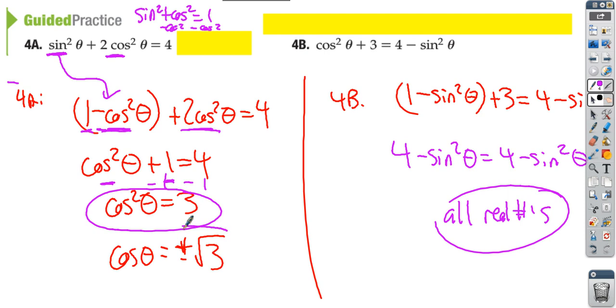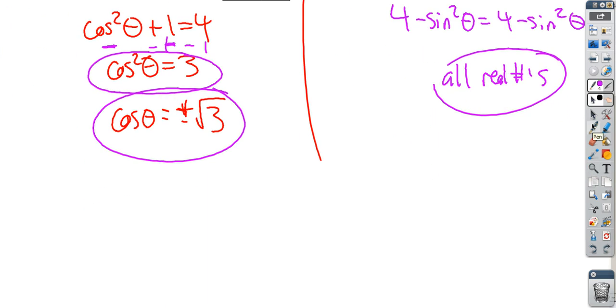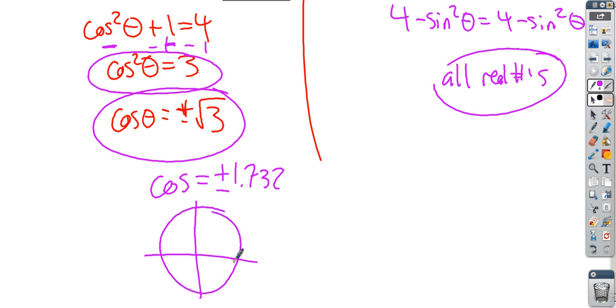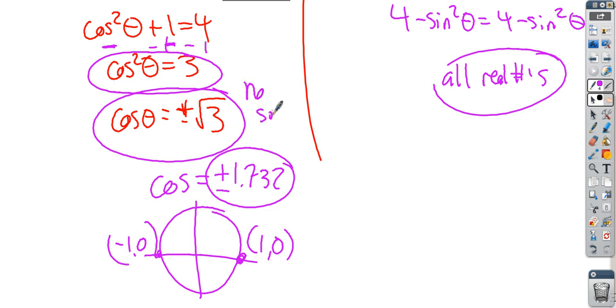If you square root both sides, you get this. Cosine theta equals plus or minus radical 3, and that's a problem. Radical 3 is the number 1.732. So this is saying cosine equals plus 1.732 or minus that, and that's impossible because on a unit circle, cosine is the x-coordinate, and the x-coordinate's maximum value is right there. It never goes above 1 or less than -1. So that means equation 4a has no solutions at all.